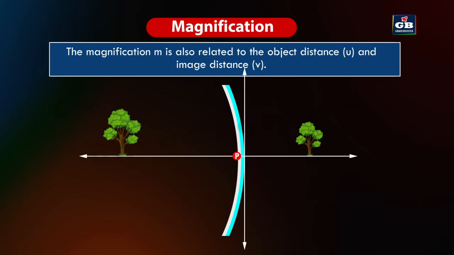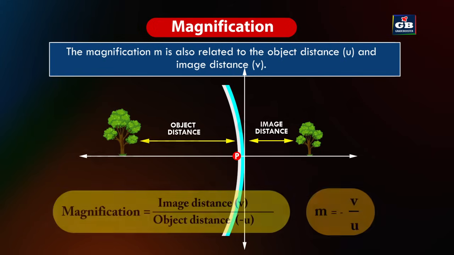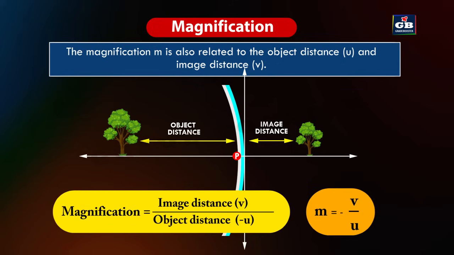We can also find magnification by comparing the image distance and object distance. We know that image distance means the distance between the mirror and the image, and object distance means the distance between the mirror and the object. So magnification is equal to image distance by object distance. That means M = -v/u.